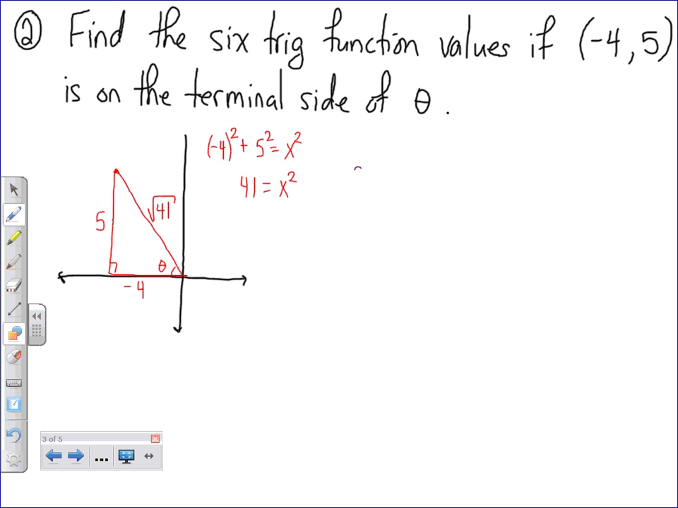We're ready to write out our ratios. Sine is opposite over hypotenuse. That would make it 5 divided by the square root of 41, which is 5 times the square root of 41 over 41. Cosecant is just the reciprocal, square root of 41 over 5.